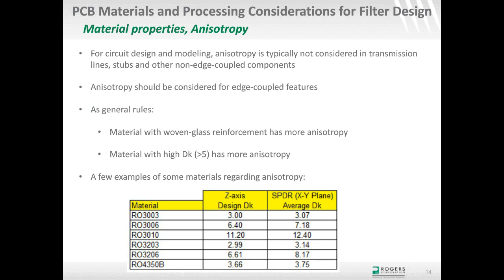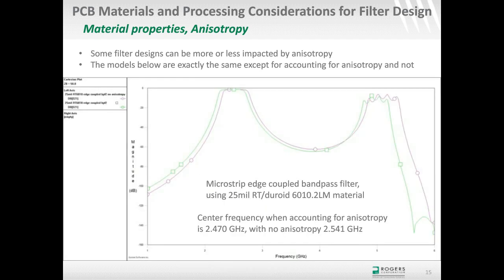This is an output of a Sonnet model that I ran. We have the professional version of Sonnet software that does account for anisotropy, and it also has a very good routine that accounts for copper surface roughness. This is really showing the exact same filter design. I changed nothing at all in the filter design except that I had anisotropy on in one model, and in another model I had anisotropy off.